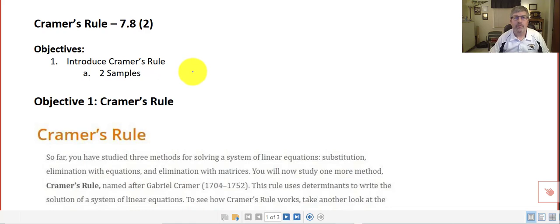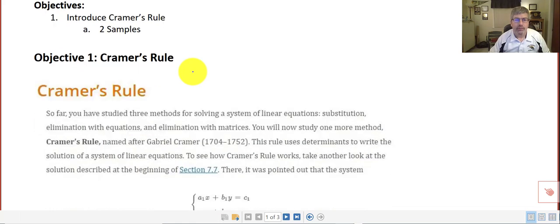Welcome back. The objective of this video is to introduce and apply Cramer's rule. So far you've studied three methods for solving systems of linear equations: substitution, elimination with equations, and elimination with matrices. We'll now study one more method, Cramer's rule, named after Gabriel Cramer. The rule uses determinants to write the solution of a system of linear equations.